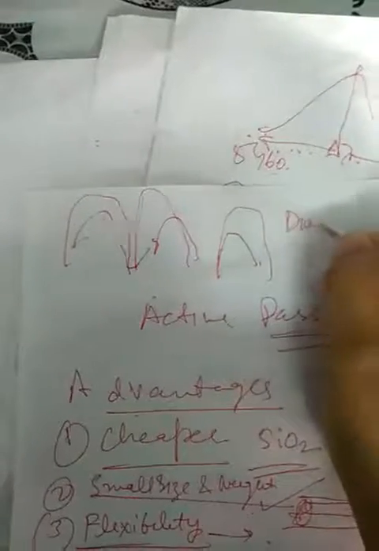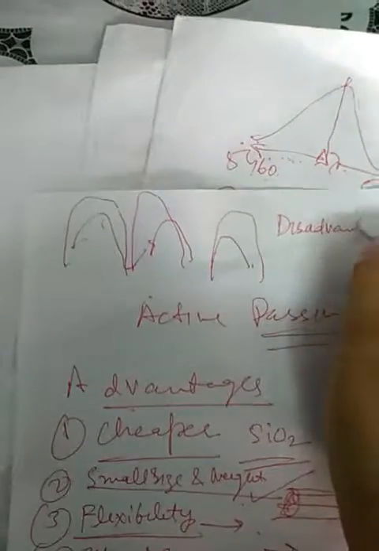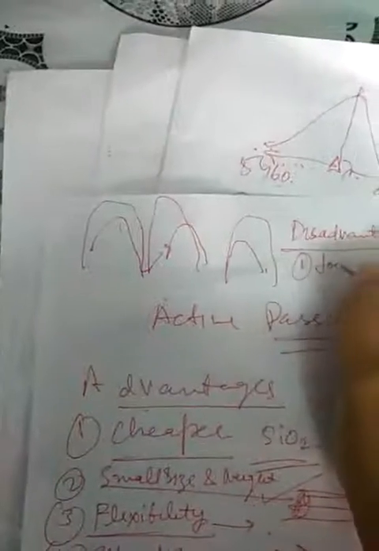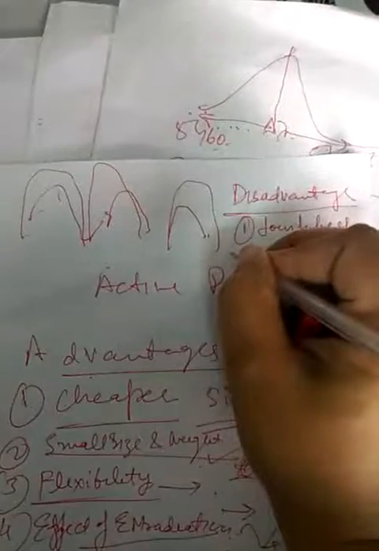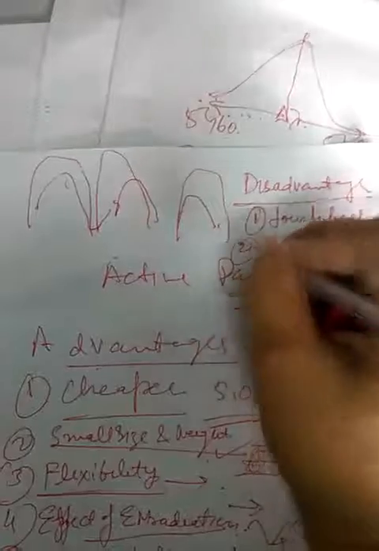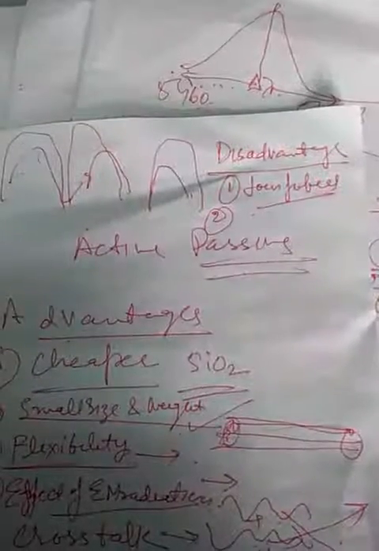Now the last part is the disadvantages. The disadvantage is that it is very difficult to join the fibers. Special techniques are required to join fibers. And second, once they get bent, cracks occur, and some light is going to be lost inside the optical fiber.